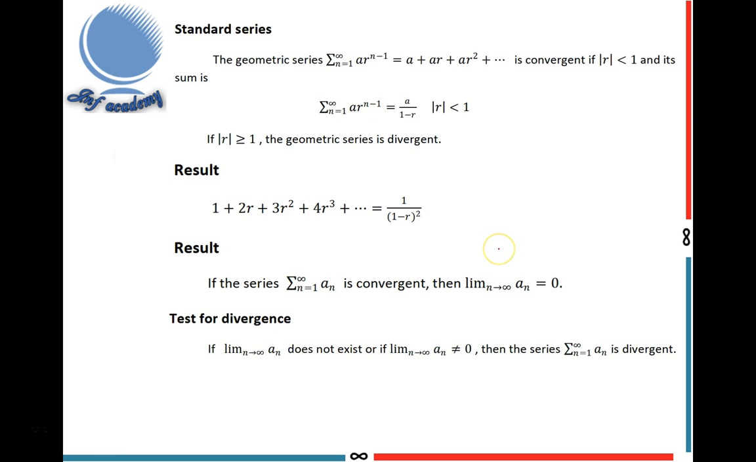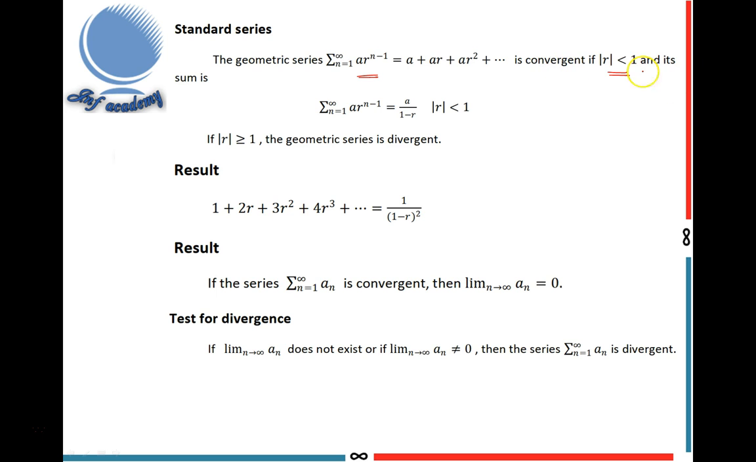Next, I'm going to give some standard series. You have to know what is a geometric series, arithmetic series, and p-series, etc. Here I give some standard series. They are very, very important and useful. This is the geometric series, sigma n equal to 1 to infinity a r power n minus 1, that is a plus ar plus ar square, each term multiplied by r. Here the common ratio is r. It is convergent if modulus r is less than 1. Then only the geometric series is convergent.